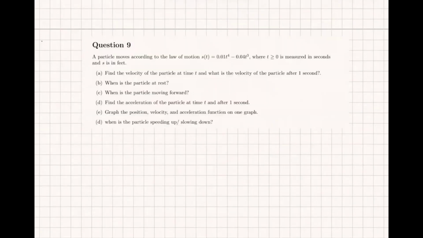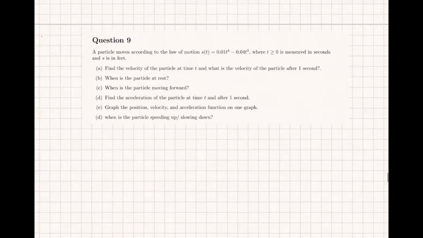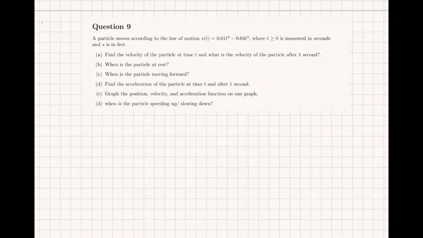Now this one will be a little bit longer problem because it has 6 parts. So the first thing is a particle moves according to the law of motion. S of t equals 0.01 t to the fourth power minus 0.04 t cubed, where t is greater than or equal to 0, is measured in seconds, and the function itself, S of t, is in feet. So the position is in feet and t is in seconds.